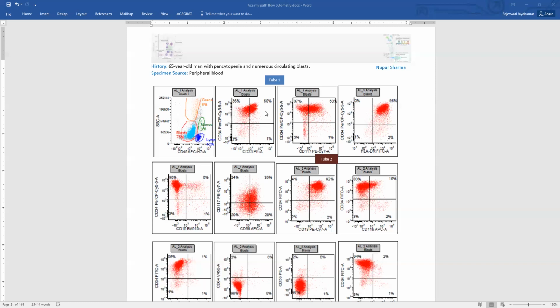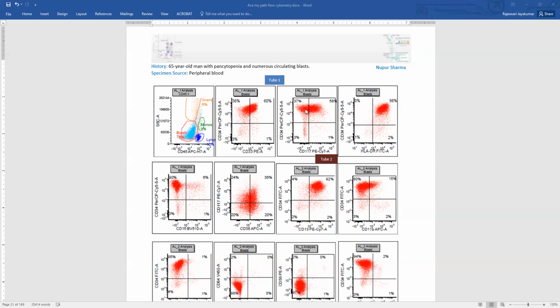We call it partial because they are not homogeneously positive. If they sit here, we'll call it homogeneously positive, but because only a subset is positive, we'll call it partial expression. But it is not a distinct subset that is positive. It is the same continuous population. So the term partial is more appropriate to use here.